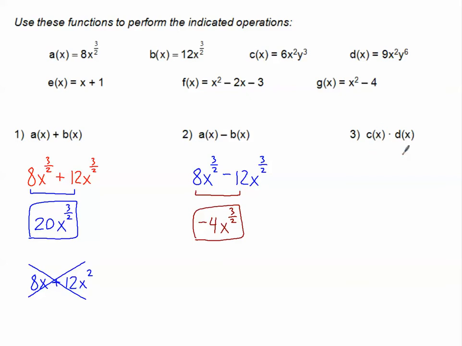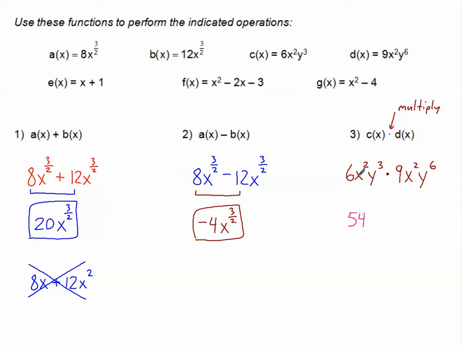And what are we going to do with these two functions? Multiply. That's our multiplication dot. So we know we're going to multiply these two functions together. I have 6x squared y cubed, and I'm going to multiply that to 9x squared y to the 6th. For addition and subtraction, you must have like terms. For multiplication, you just get to multiply your stuff. You've got a 6, you've got a 9, you're multiplying them together, you get 54.